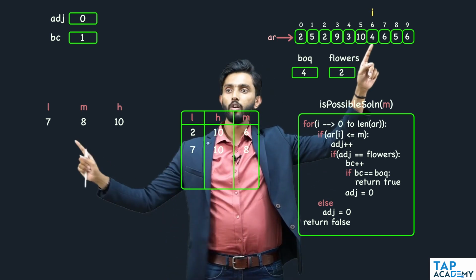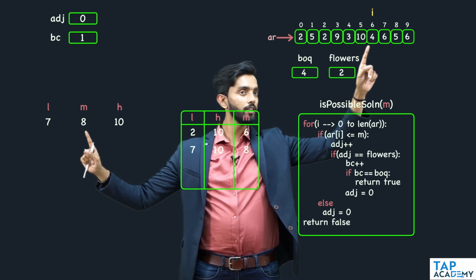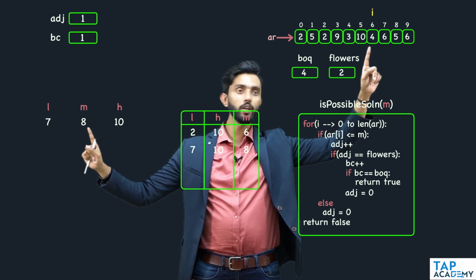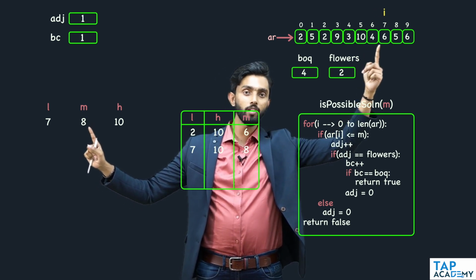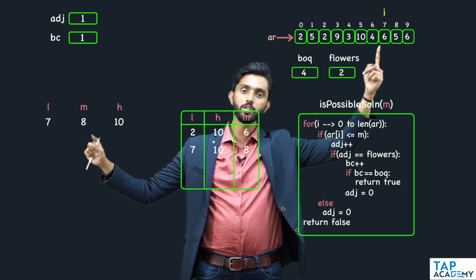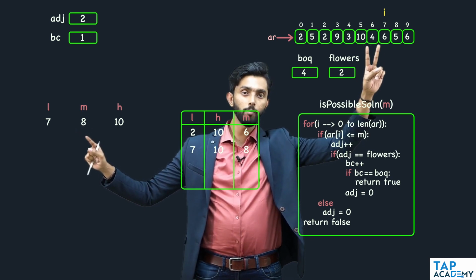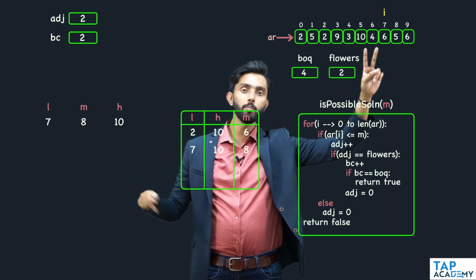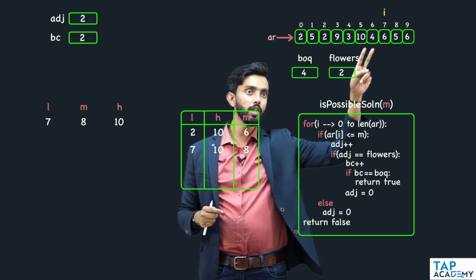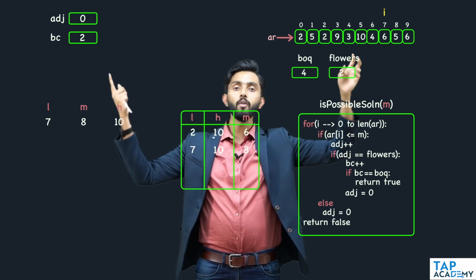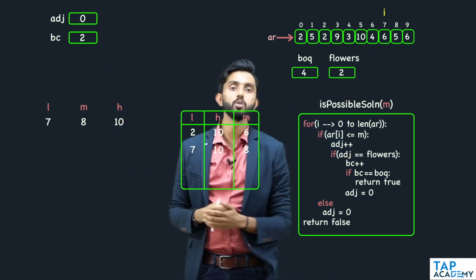Now this flower will definitely bloom. It takes 4 days, we are in the 8th day. So adjacent count increases. Then the 6th day flower will also bloom, right, because it is less than 8. So adjacent count increases. I can create a bouquet because I have 2 flowers now. I'll increment bouquet count. How many bouquets have I made? 2 bouquets. If I made a bouquet, adjacent flowers count has to become 0 again, and that is what I am doing.